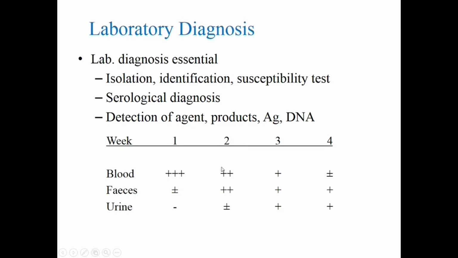In the second week, you may get it from the blood, you may get it from the feces. Then in the third week, the chances of getting it from the urine and the feces are more, compared to the blood. And by the third week, the isolation rate from the blood is very less. So this is how you will decide. It's very difficult to depend only on one test.